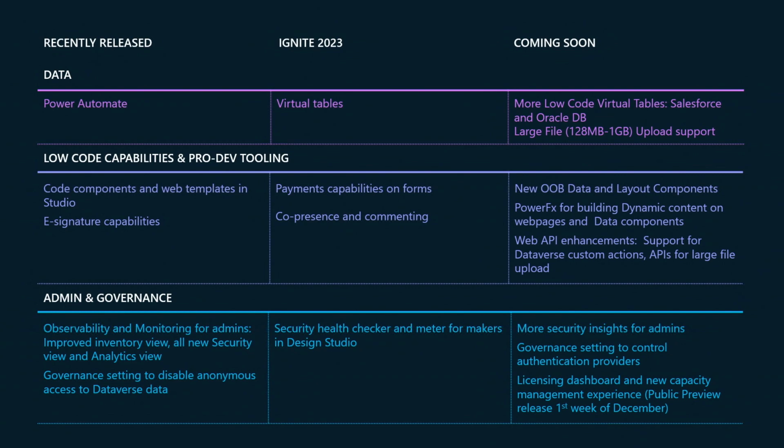Some notable mentions I want to call out here are virtual table support for Salesforce and Oracle DB that will be coming soon. We also have new out-of-the-box data components such as card galleries and accordions in plan. And then Power FX in Design Studio will also be coming soon, which means that makers will be able to add dynamic content on web pages in a low-code manner. And then many of the admin and governance settings that we talked about today, such as security insights, the ability to control authentication providers, and even the licensing dashboard are all coming soon.